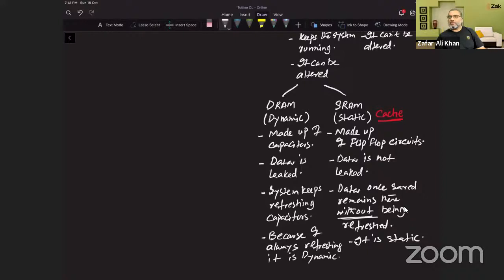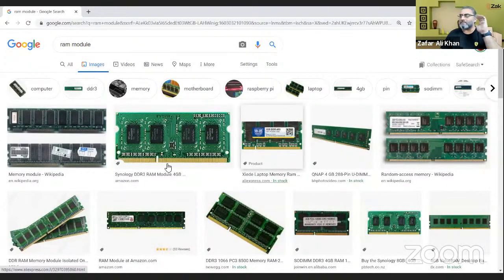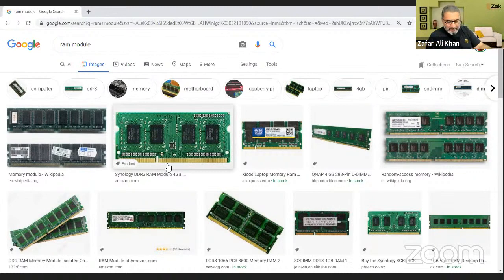So अब डायनामिक रैम कौन सी होती है मैं आपको दिखाता हूं. ये जो रैम के मॉड्यूल्स हम लगाते हैं ना, ये डायनामिक रैम होती है. See, these are the dynamic RAMs. ये RAM के वो modules हैं जो हम computer के अंदर लगाते हैं. Although this dynamic RAM is outside the microprocessor, it is considered as part of the microprocessor.